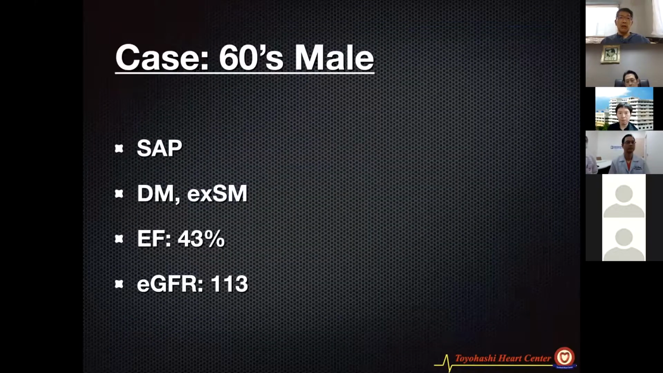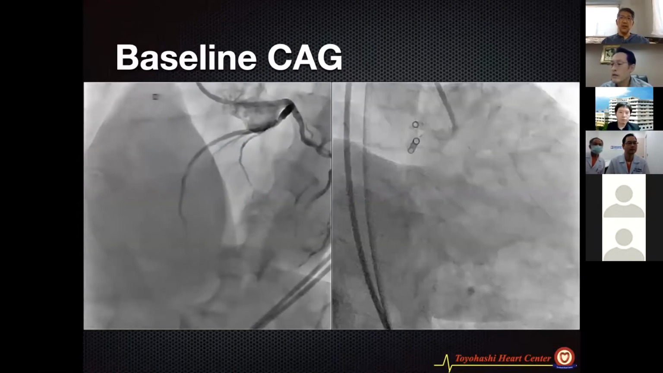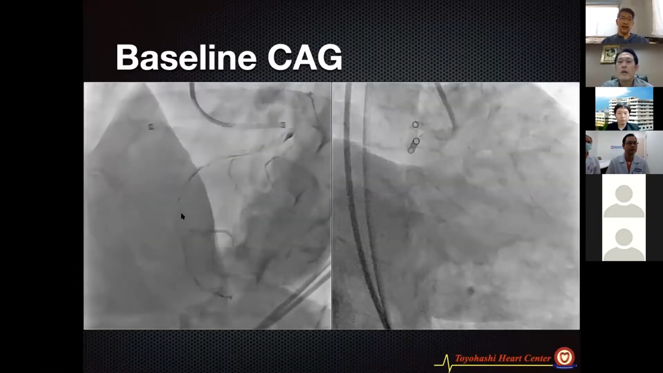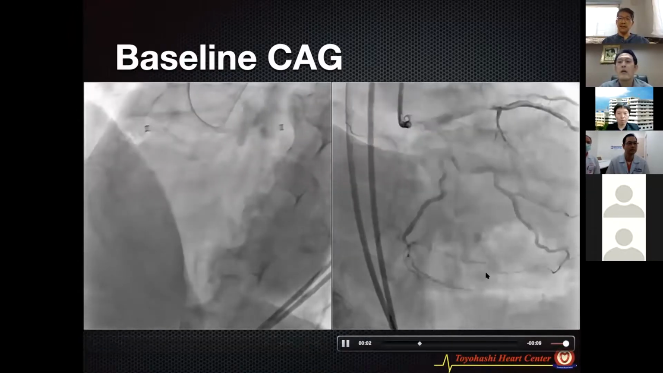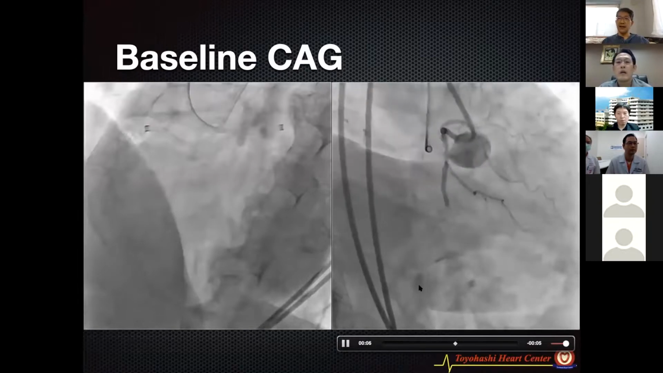So I want to show the Corsair Pro XS case. This case is a 60s male. He has stable angina, and his coronary risk factors are diabetes and ex-smoking. So his RCA was occluded at the mid portion like this, and there was a good collateral from the circumflex to the distal of the RCA.